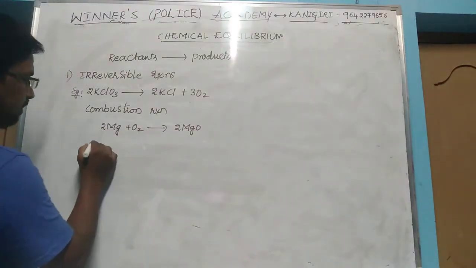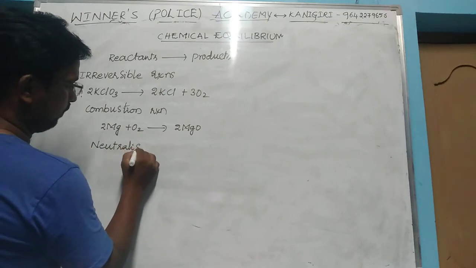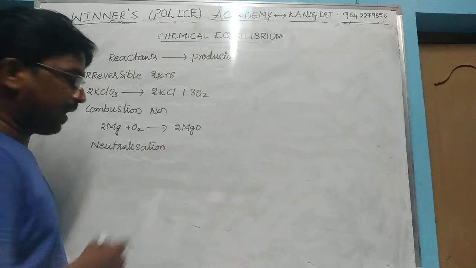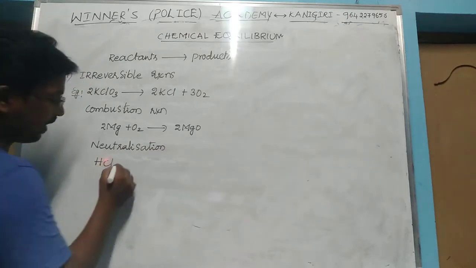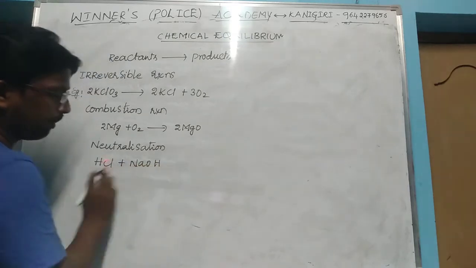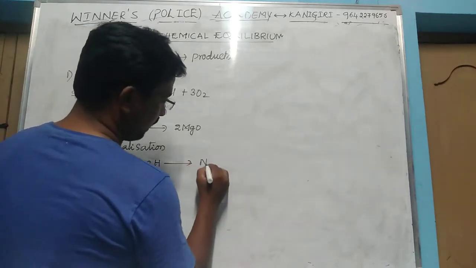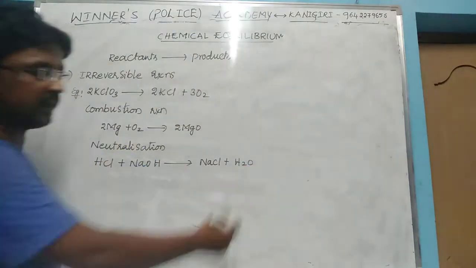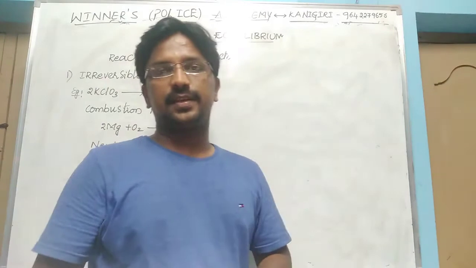Let us see another example, neutralization reaction. Example, an acid we are taking here, HCl, and a base, NaOH. By reaction between these two, they form a salt and water. So this is a neutralization reaction.